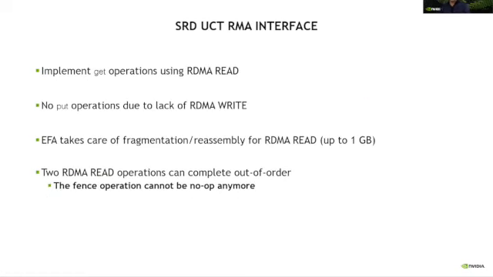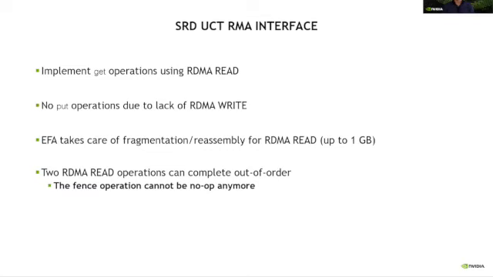For the RMA interface with SRD, we implement the get class of operations using RDMA read over SRD. We don't implement any put operations because there is no RDMA write with SRD. And a good thing about RDMA read is that the EFA device itself takes care of fragmentation, assembly, and all ordering semantics for messages up to 1 gigabyte. But still, 2 RDMA read operations can complete out of order. And that impacts the fence operation at the UCT layer. And that means that the fence operation cannot be a no-op anymore, which is the case for InfiniBand.